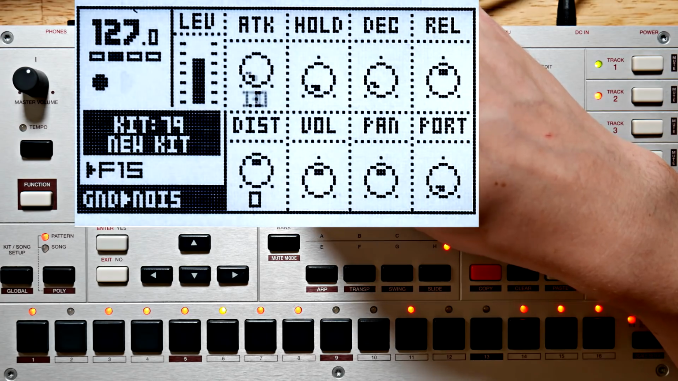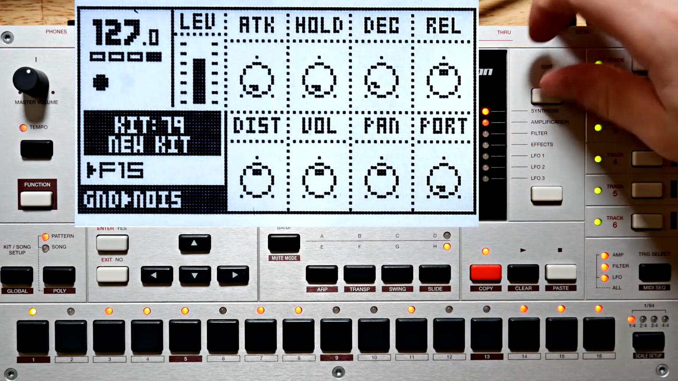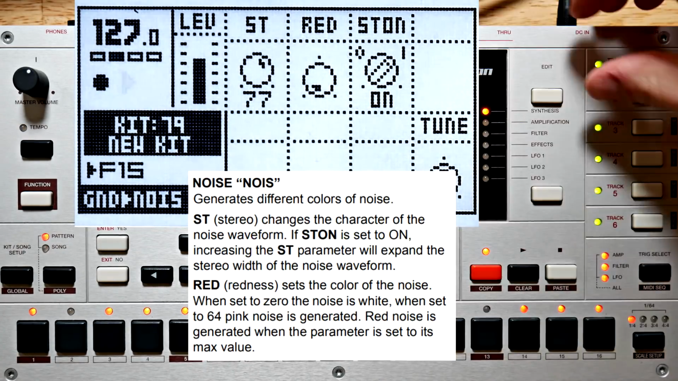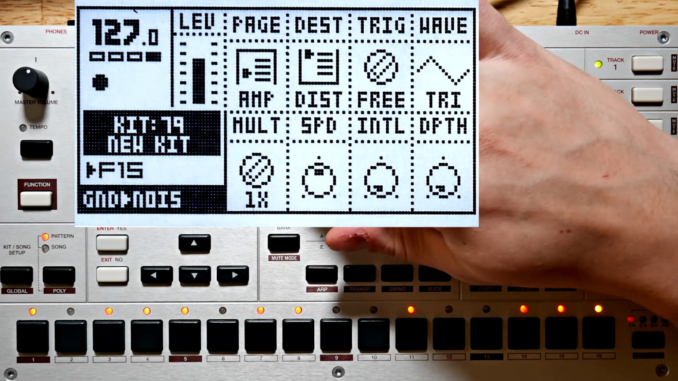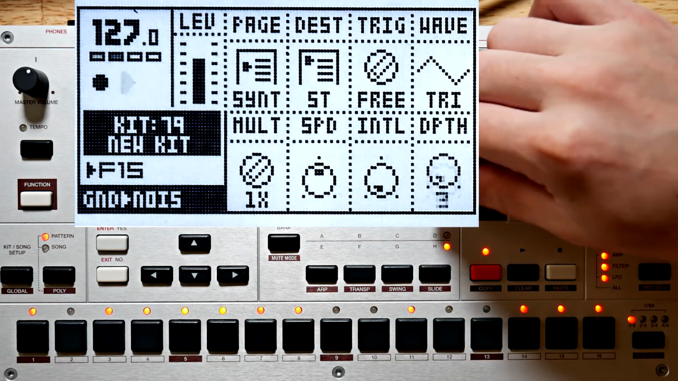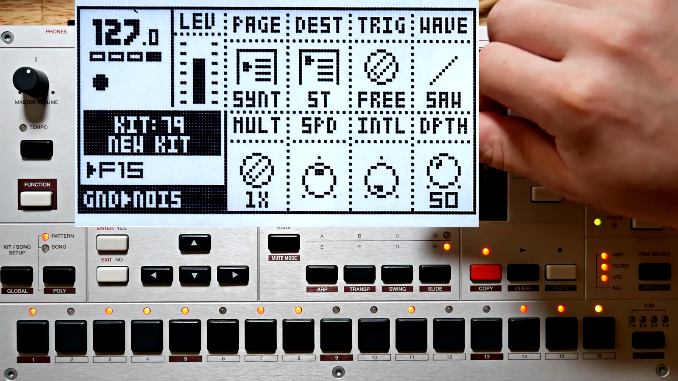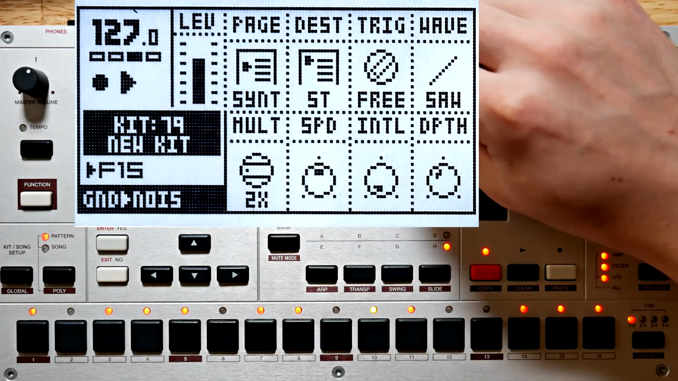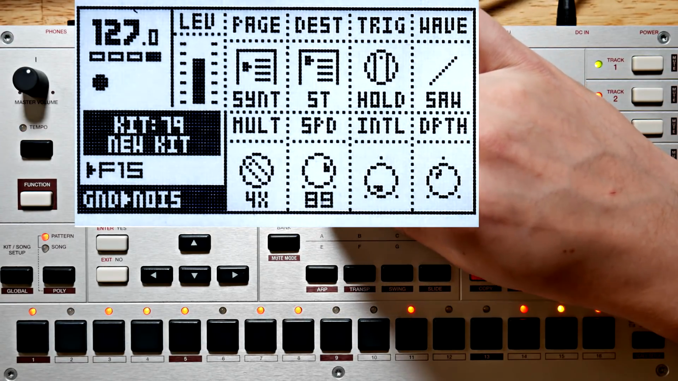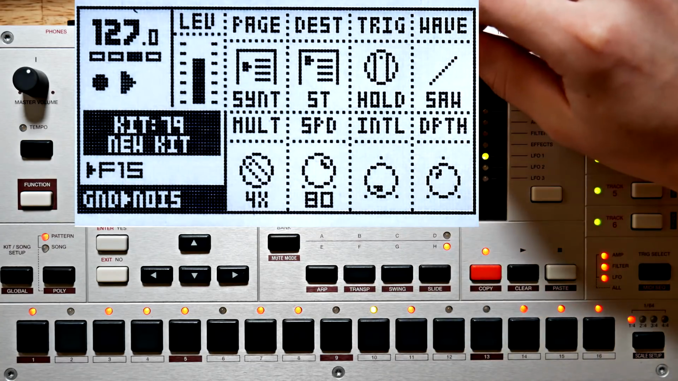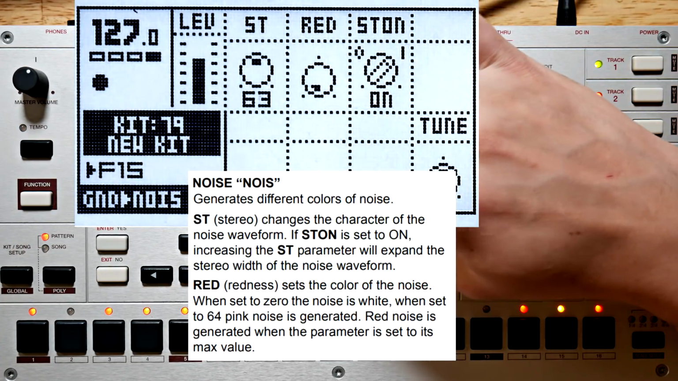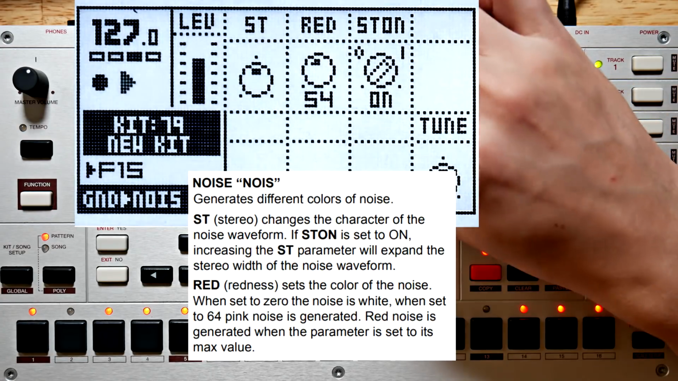A really cool feature of the Monomachine noise generator is the ability to control the stereo width. I think I'll try modulating that and see how it works out. So synth page and then ST. I'll set this to hold behavior. That's pretty cool, expanding and contracting noise sound. You can also crossfade the noise generator to red noise.